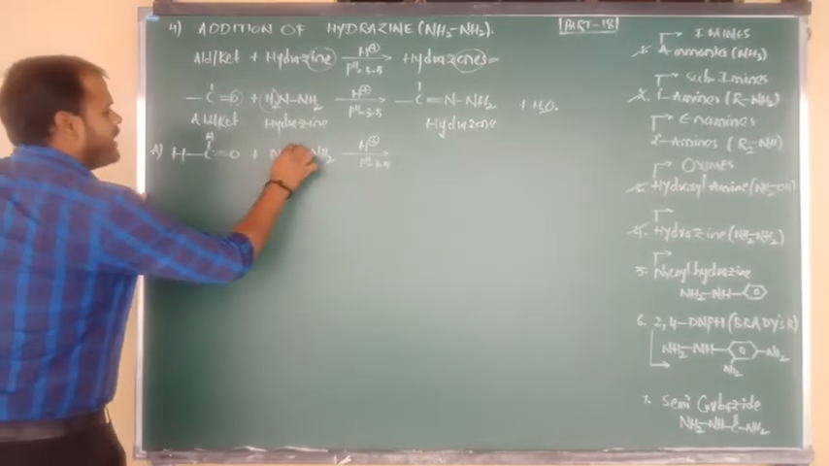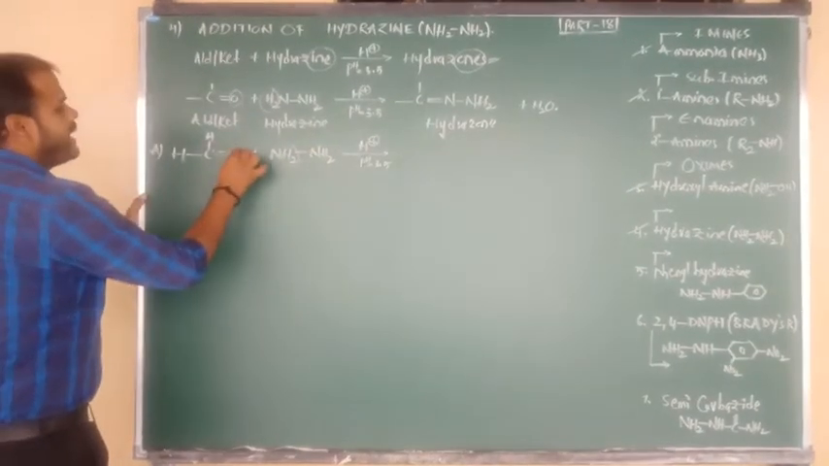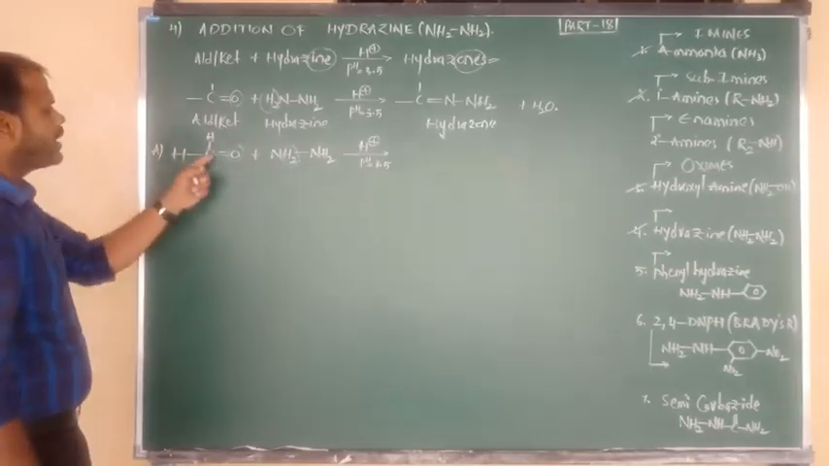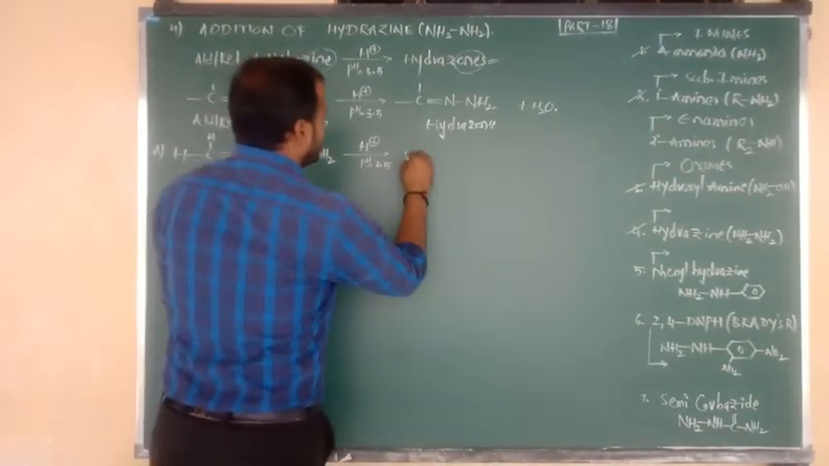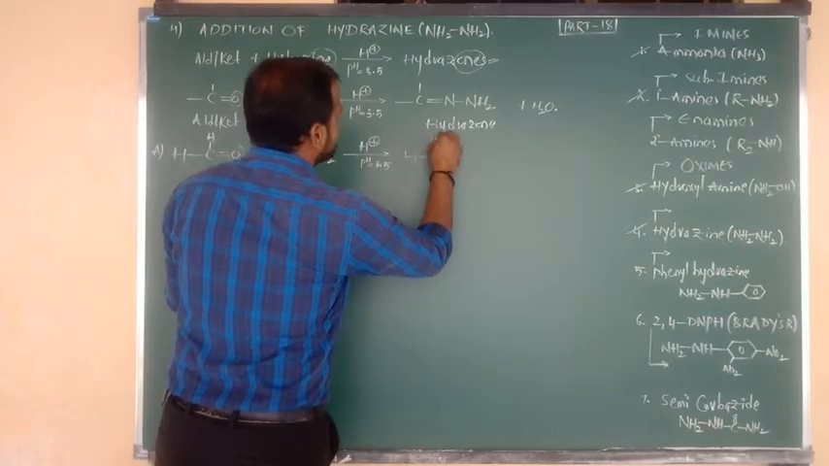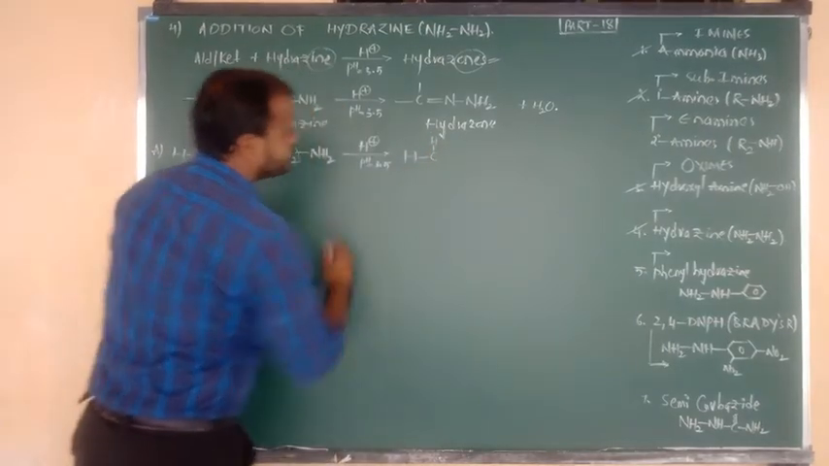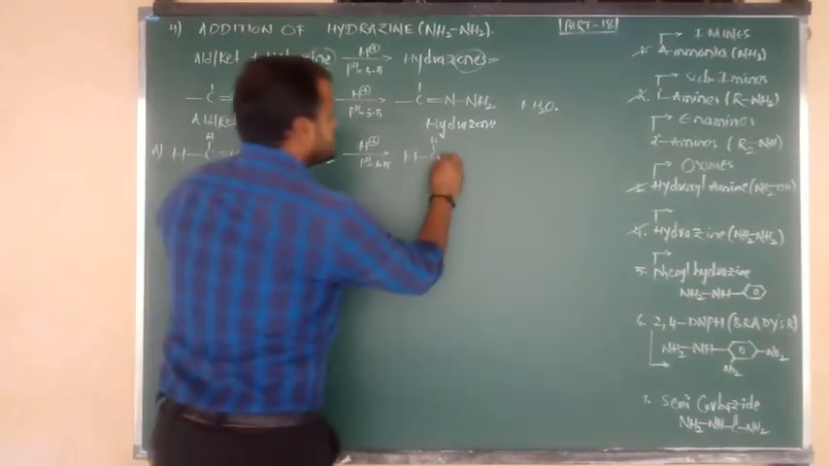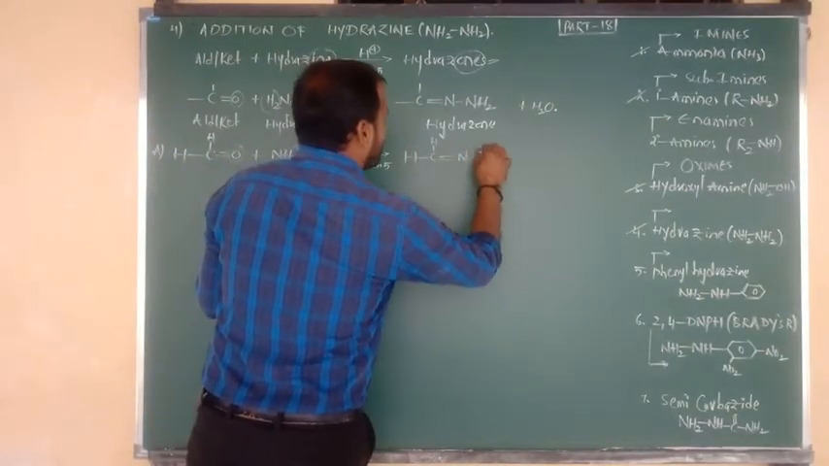Now, from NH2 we have to remove the H2, and from here we have to remove the O. After the elimination of the water molecule, the carbon contains 2 hydrogens, which I have written as it is. C double bond N bonded to NH2.